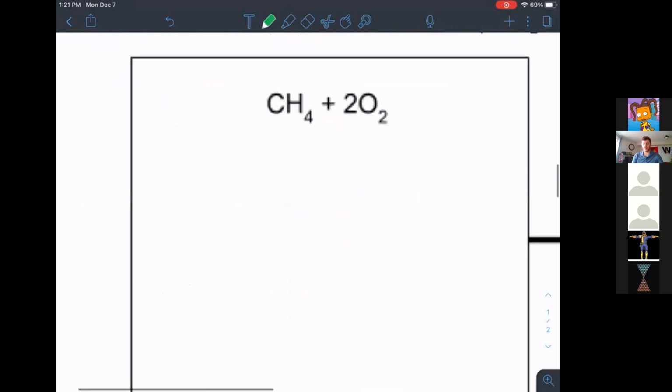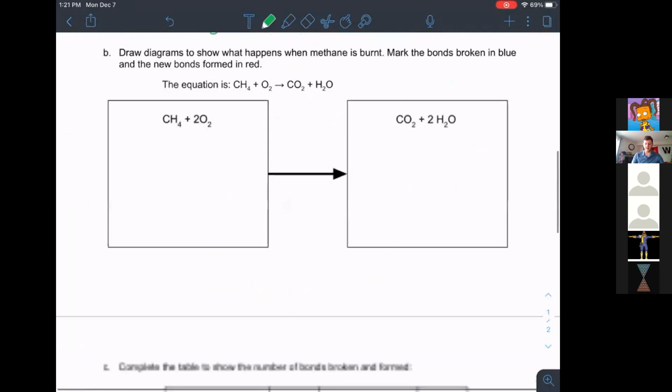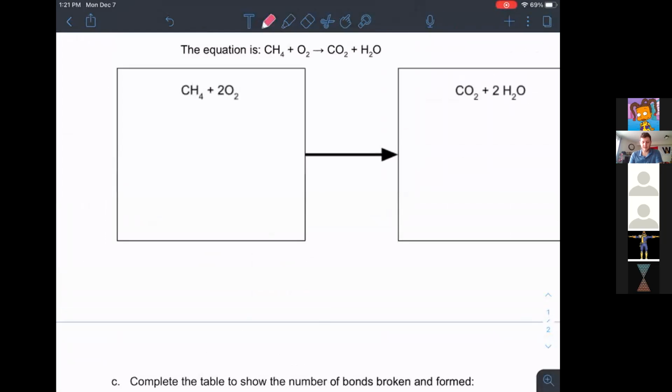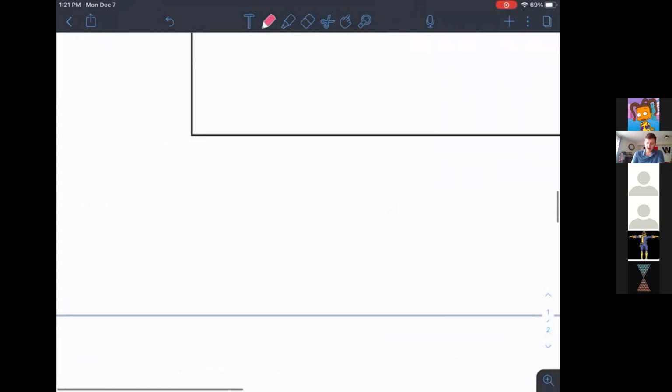So let's draw this CH4. I'm going to draw the parts down here, we have carbon and hydrogen. We need to draw out our carbon and hydrogen. We have 4 of them. And how many valence electrons does carbon have? 4. It has 4 valence electrons. So let's put our 4 valence electrons on carbon. And how many valence electrons does hydrogen have? 1. So each one is going to have 1 valence electron.